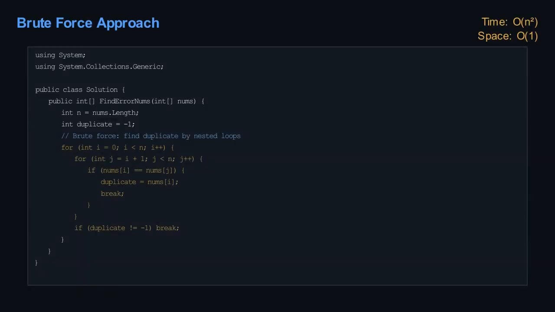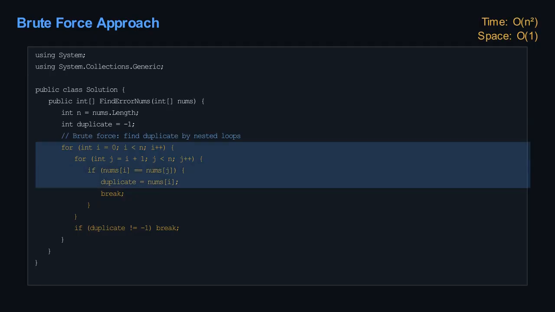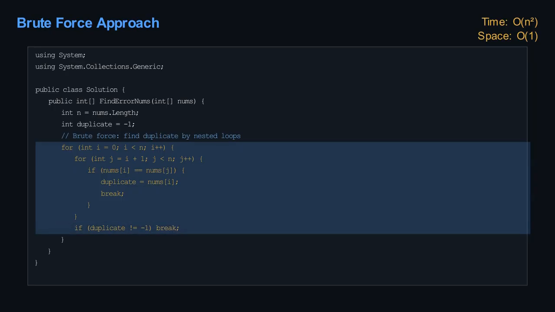The most basic approach is to use nested loops to compare every single pair of elements to find the duplicate, and then use the mathematical sum of a series to figure out what's missing. While this works, it's inefficient because it takes quadratic time, specifically O of n squared, and it's simply too slow for larger datasets where a linear solution is expected.